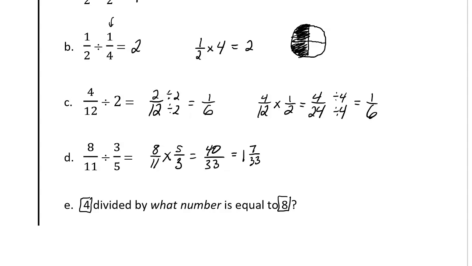Remember our algorithm that we used above. Dividing by a number is the same thing as multiplying by its reciprocal. If 4 times 2 would make the answer 8, then what division expression is the same thing as multiplying by 2? It is to divide by 1/2. 4 divided by 1/2 is equal to 8.